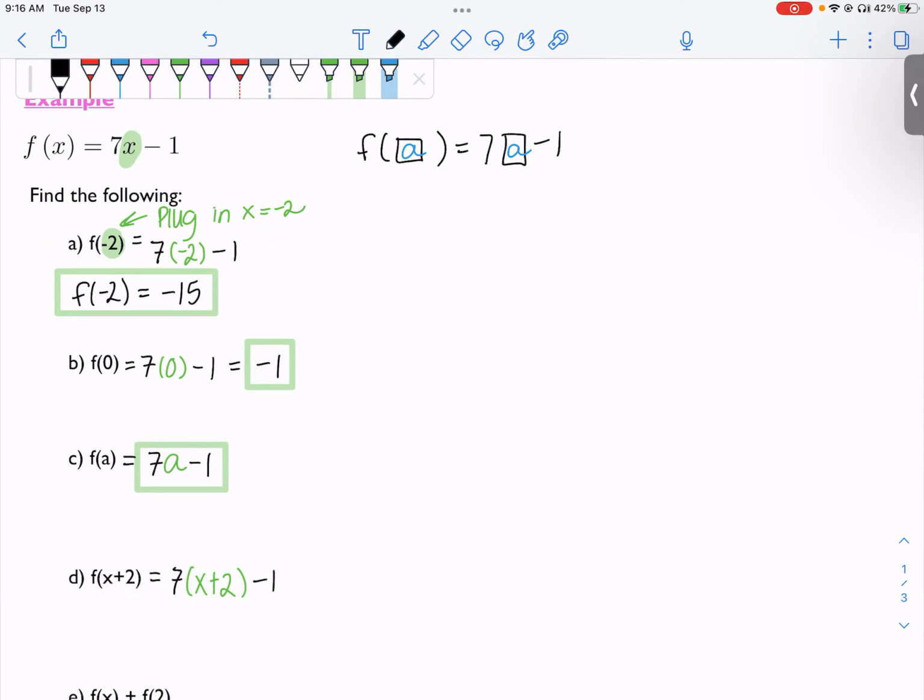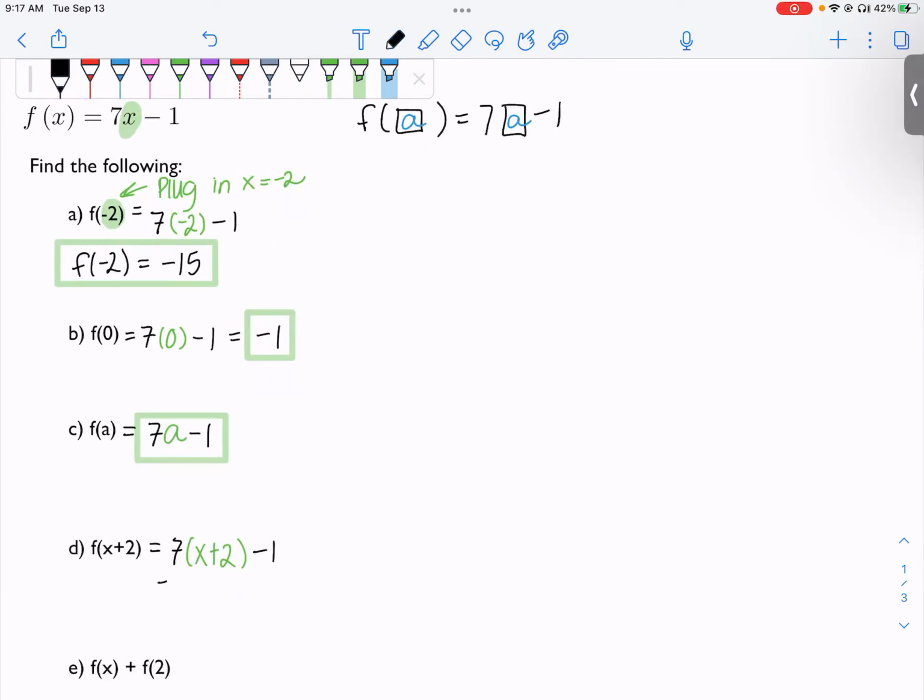And then we still have the -1 on the outside. So 7 times x plus 2, this is where x was, -1. And we can simplify this a bit, right? We can distribute, that'll be 7x plus 14 minus 1. And that'll simplify down to 7x plus 13.